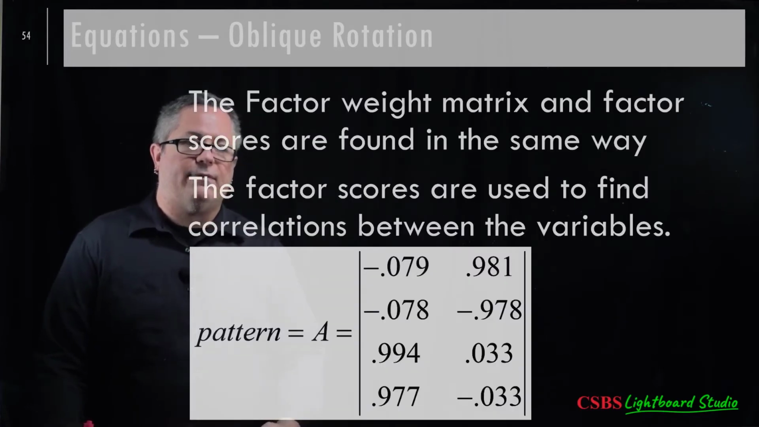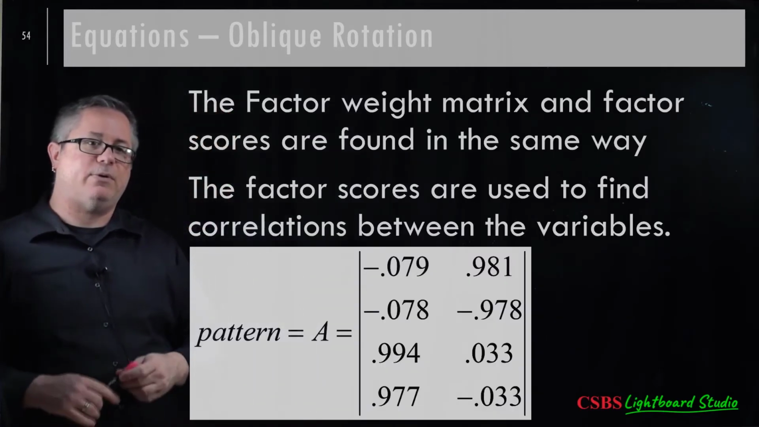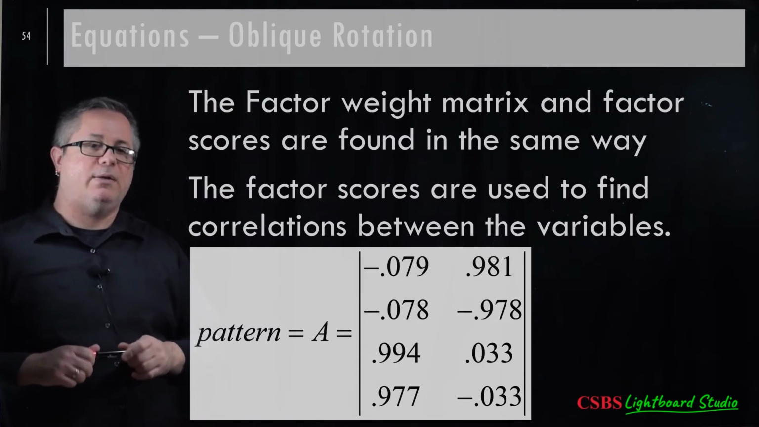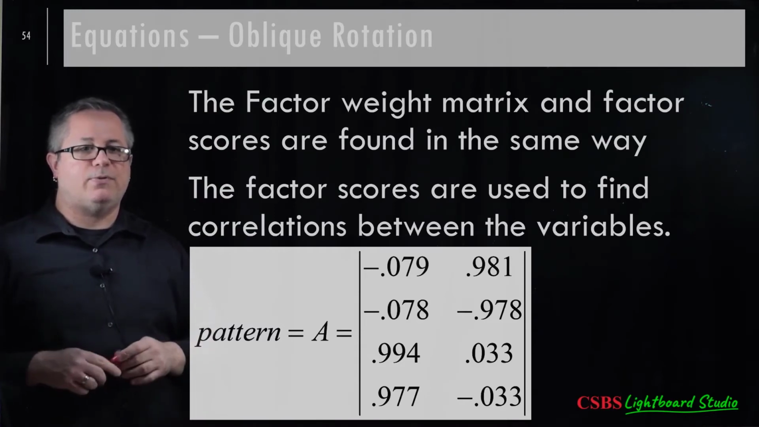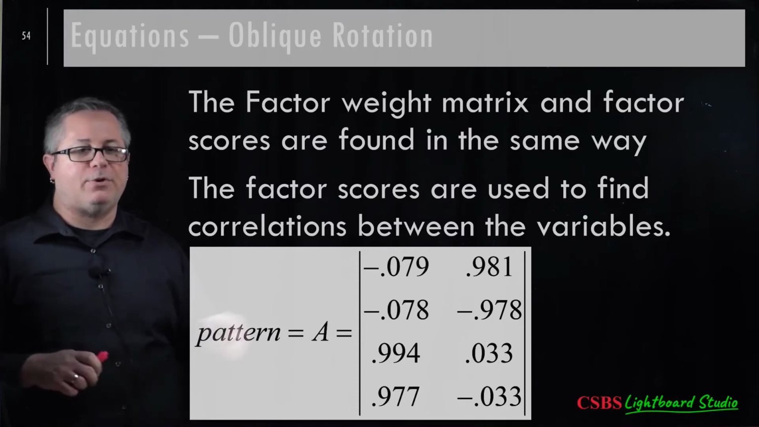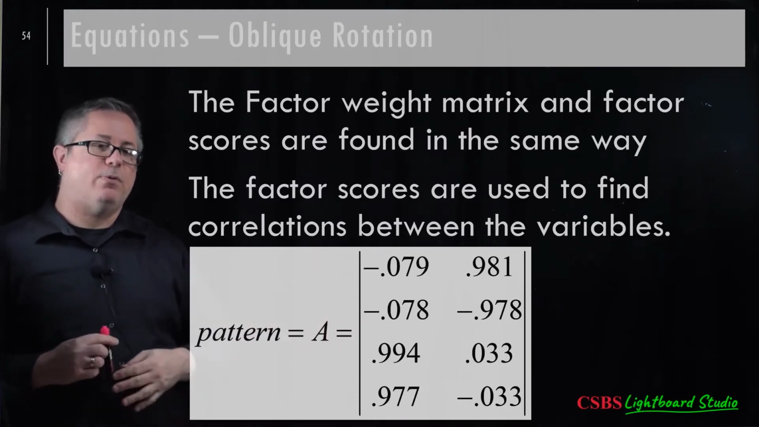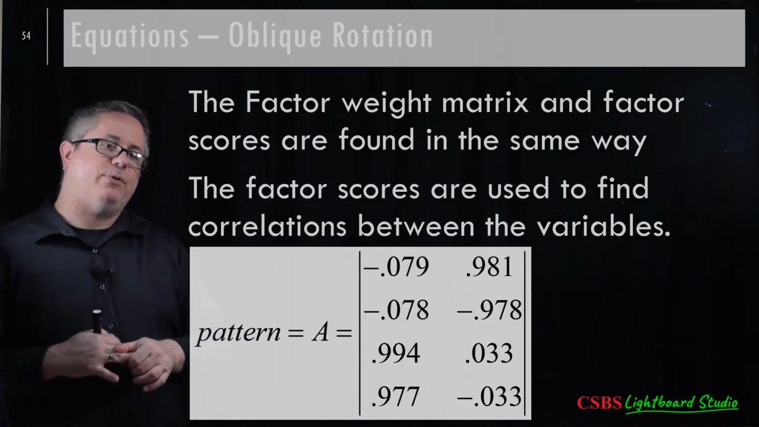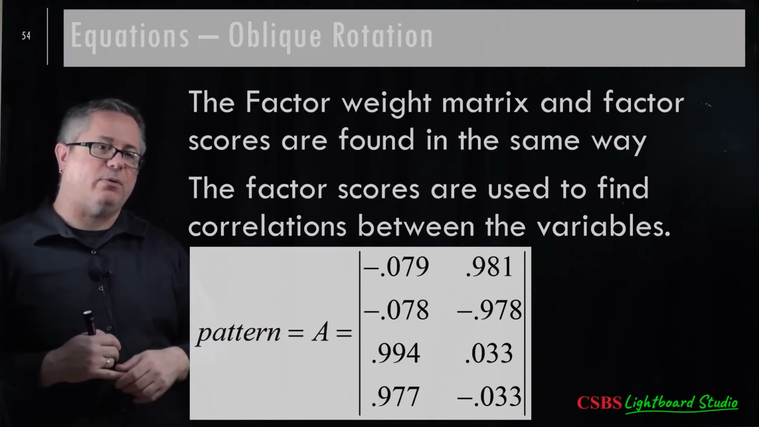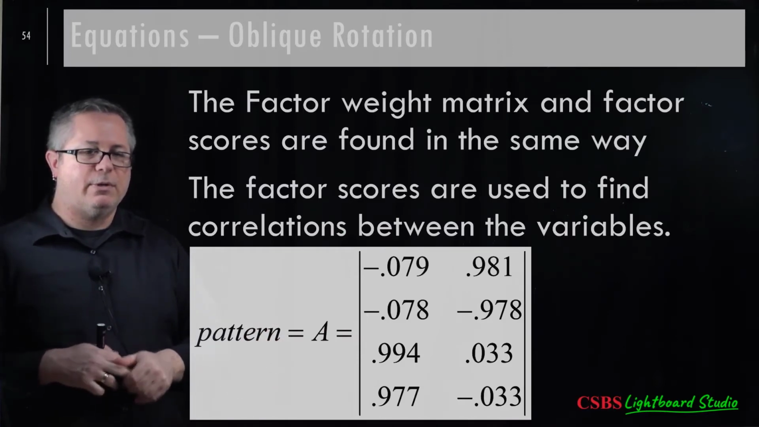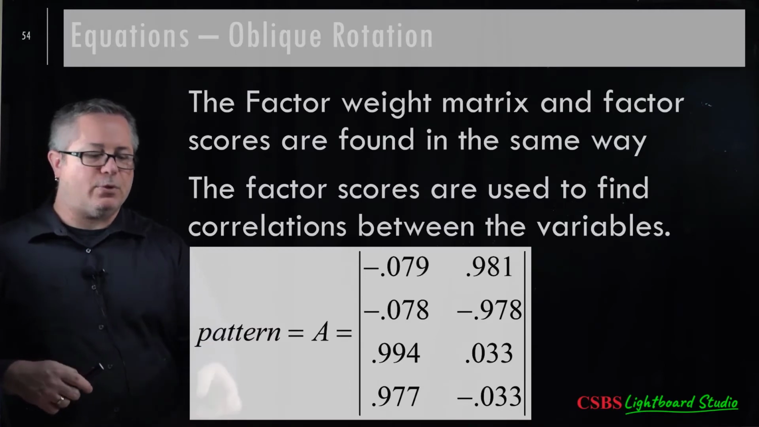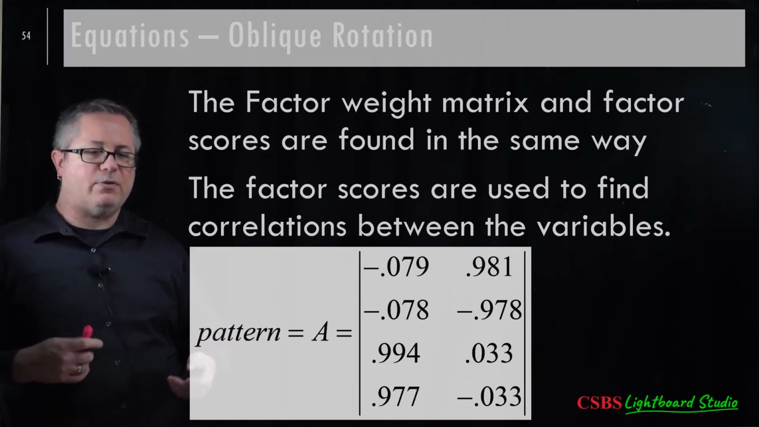Here the factor weight matrix and factor scores are found in the same way, right? The factor scores are used to find correlations between the variables. So we can actually compute the factor scores for the two factors. These are just the loadings, the loadings we already found. They're a little bit different than the ones we already found because these are the unique relationships.